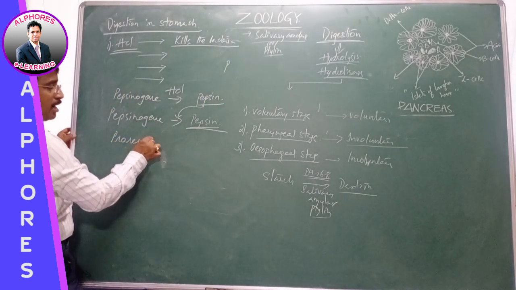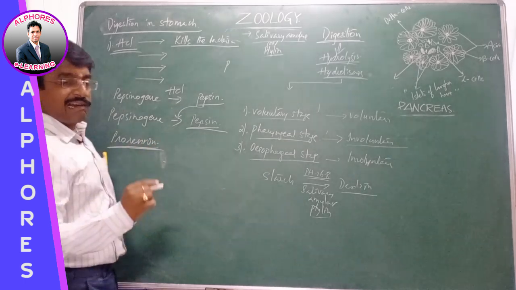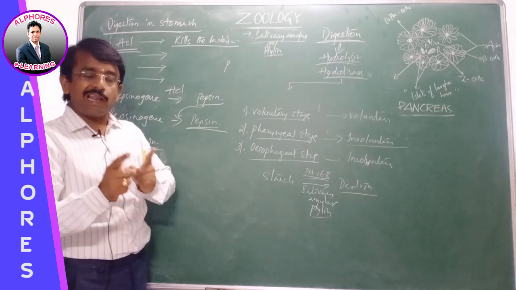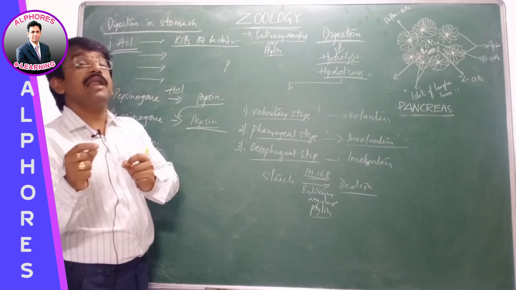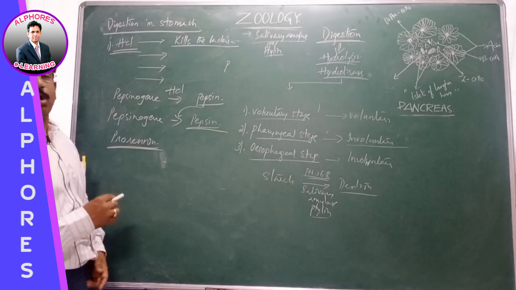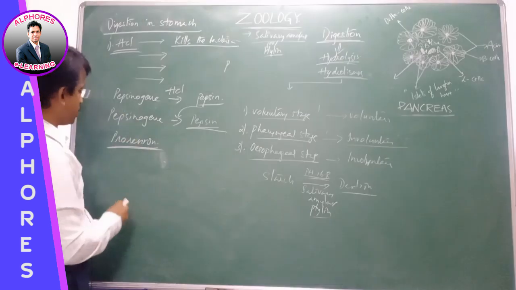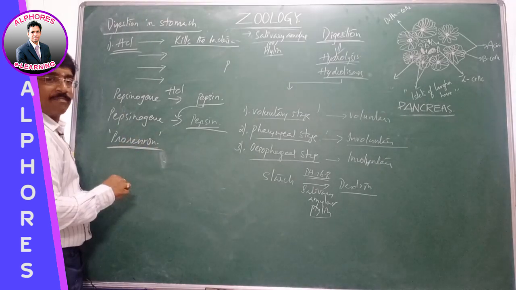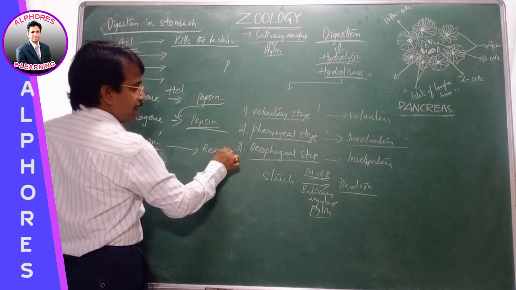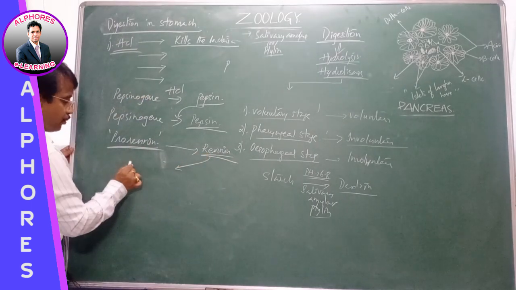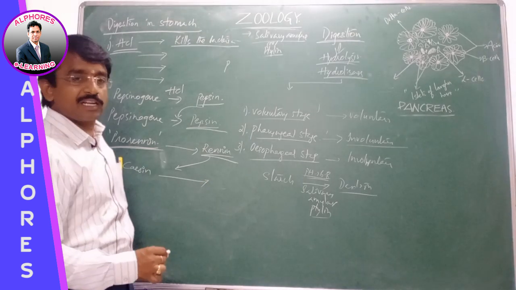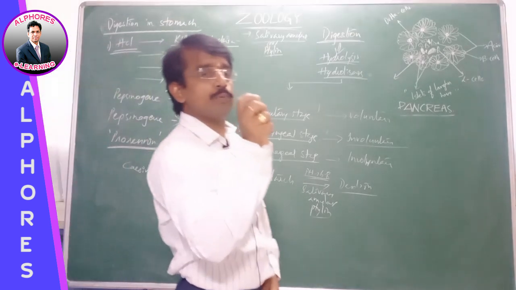Prorenin, R-E-N-N-I-N. Remember that the spelling is similar to renin, R-E-N-I-N, but there is a variation. Here, the digestive enzyme related to the digestive system is R-E-N-N-I-N, which is in infants. It is in the form of prorenin, which is converted into rennin. This rennin acts upon the casein protein. Casein is a protein in milk.